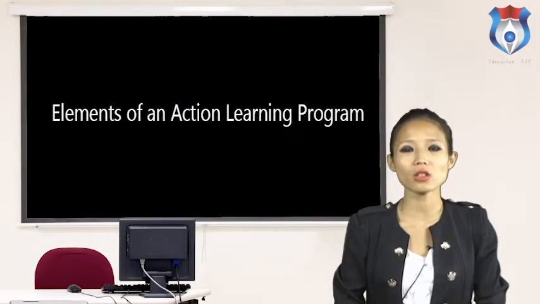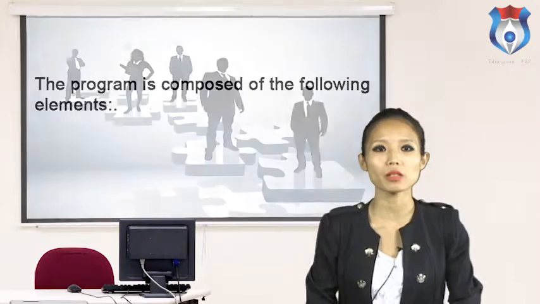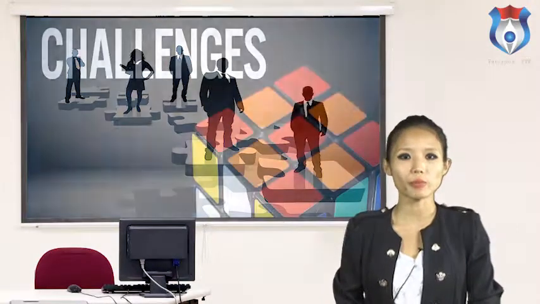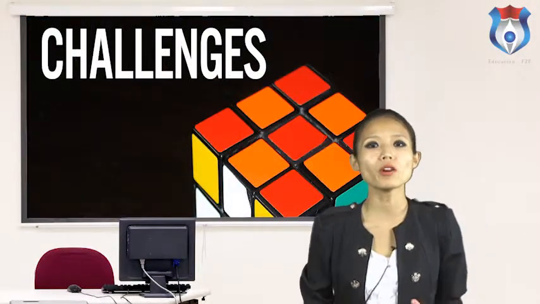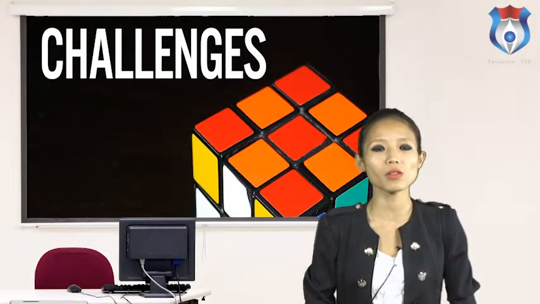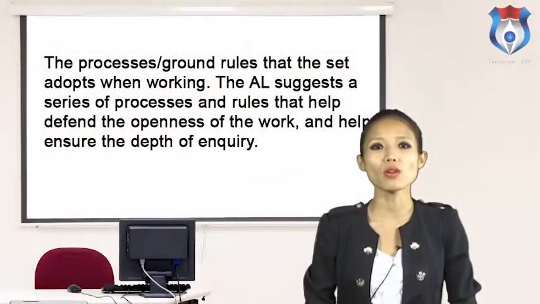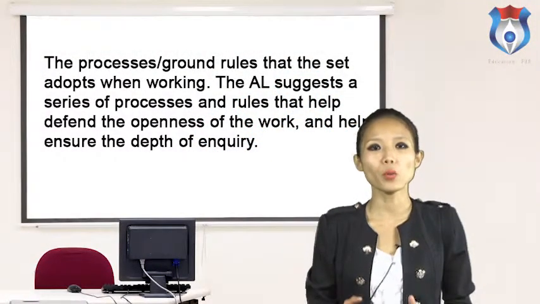Elements of an action learning program. All programs are composed of the following elements: the set, the small group of 5 or 6 people who meet regularly and consistently, ideally once a month to every 6 weeks for a day, to work together in a supportive yet challenging way. The learning vehicle, the work focus, life challenges or problems that each person focuses on during the program. The processes or ground rules that the set adopts when working.